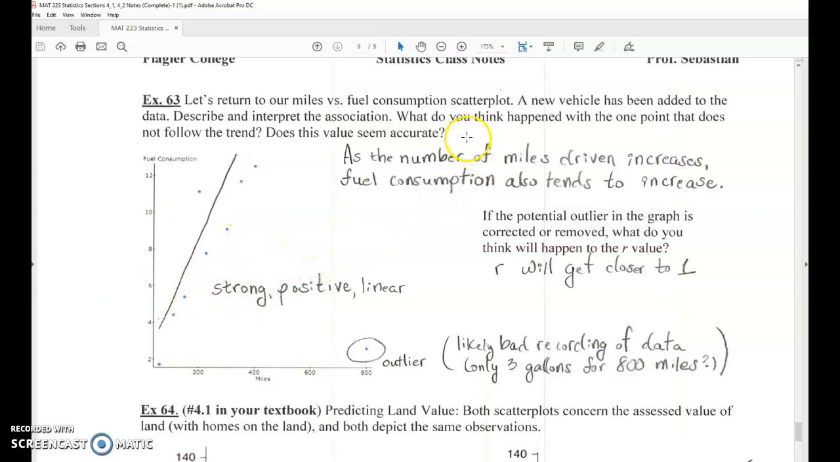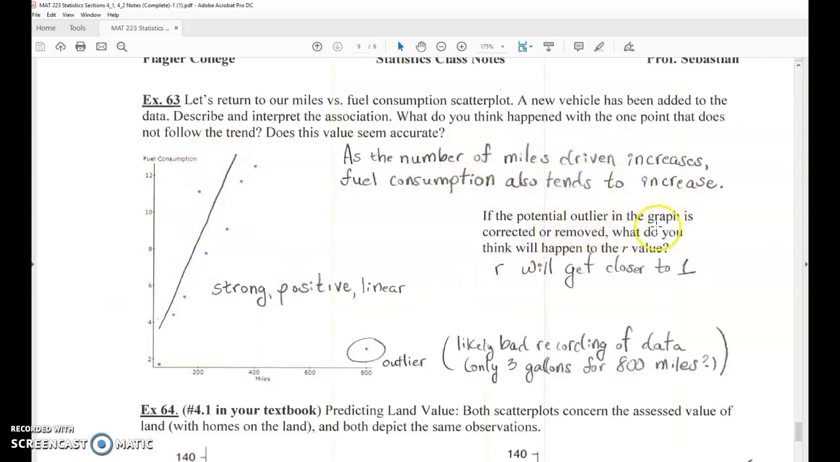So what do you think happened with the one point that does not follow the trend? Does it seem accurate? This guy is an outlier. It's not even anywhere near the straight line that these guys were close to. As the number of miles driven increases, fuel consumption also tends to increase. Okay, that's what we're talking about here.